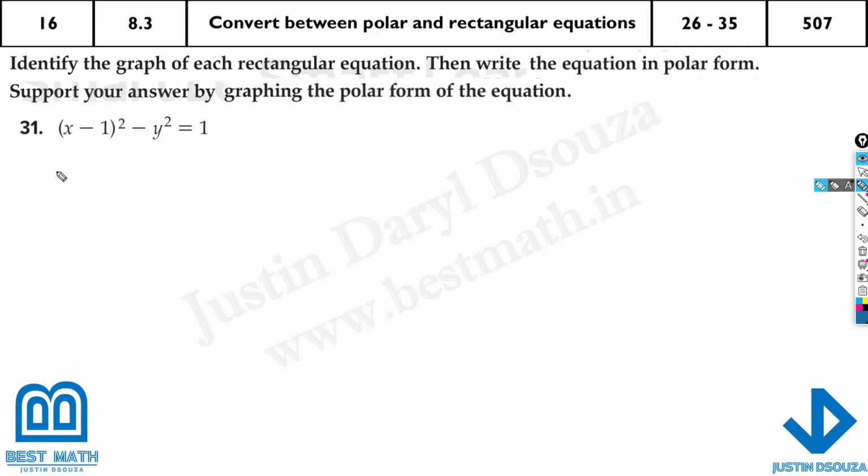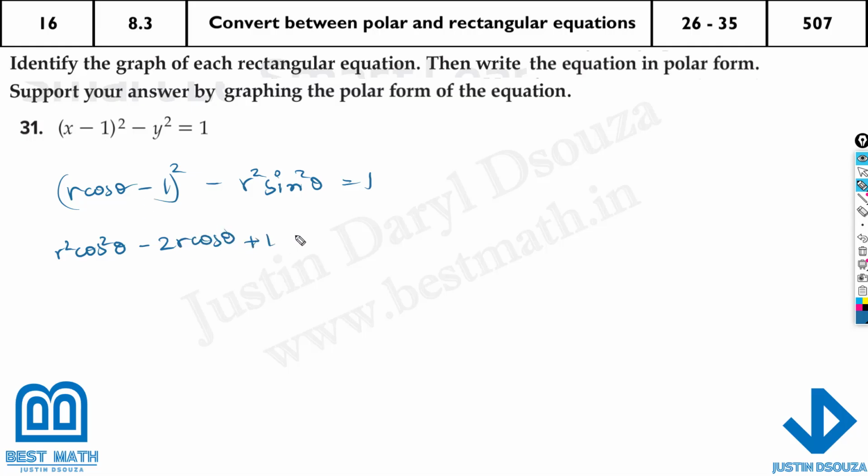Let's see this problem here. It will be (r cosine theta minus 1) the whole square minus r square sine square theta equals 1. Now we have to expand using the identity, that is (a minus b) the whole square. It's going to be r square cosine square theta minus 2 times r cosine theta multiplied by 1. I'm not going to write it. Plus 1 minus r square sine square theta equals 1.